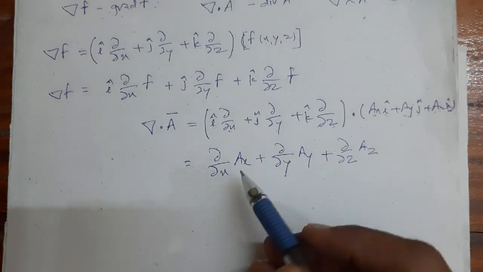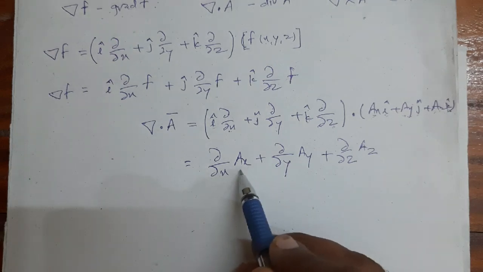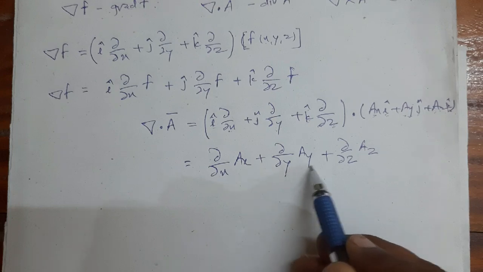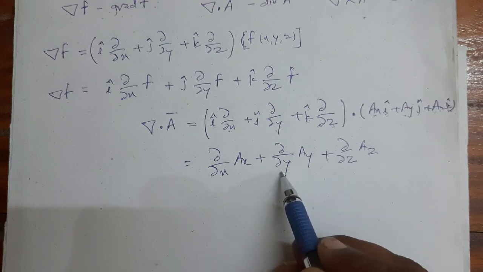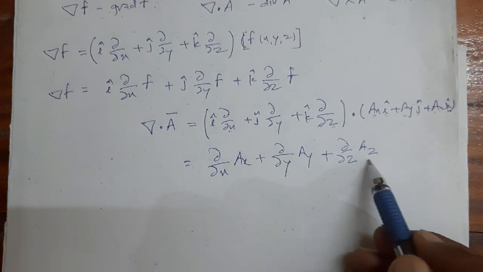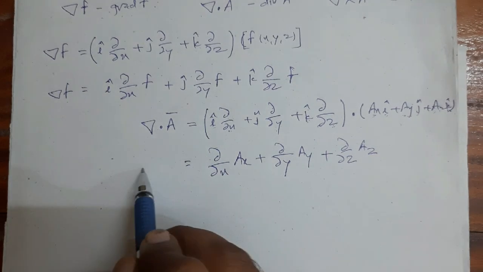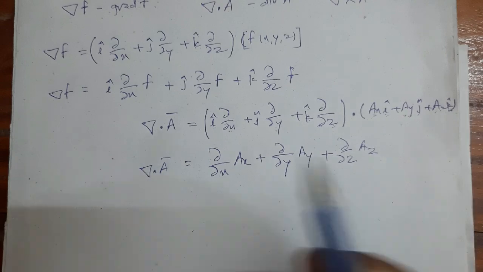Means if I have to calculate the divergence of a bar, then that is nothing but the partial derivative of the x component of the vector function with respect to x plus the partial derivative of the y component of the function with respect to y plus the partial derivative of the z component of the function with respect to z. And this is the divergence of a bar, that is del dot a bar.